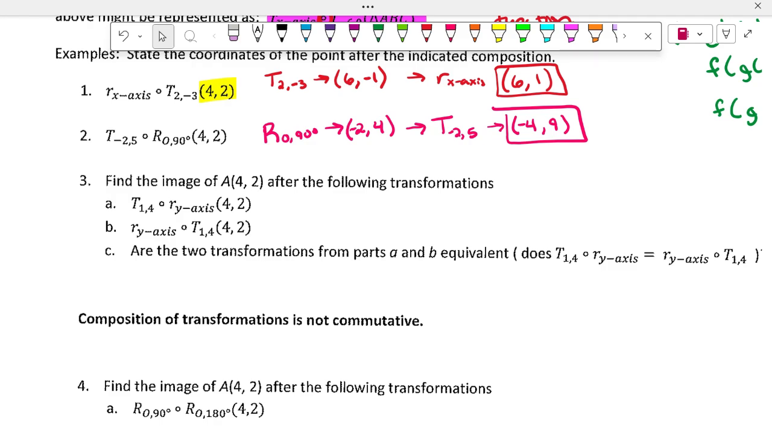All right, so for letter A, what do you do first? Reflect it over the y-axis. So what was your new point? -4, 2. Then you would do the translation, and what would you do for that? Add 1, add 4, so your new point is? -3, 6.